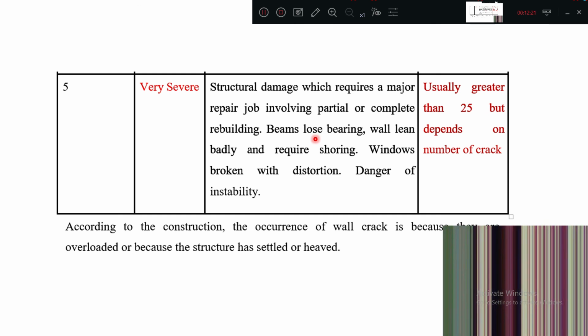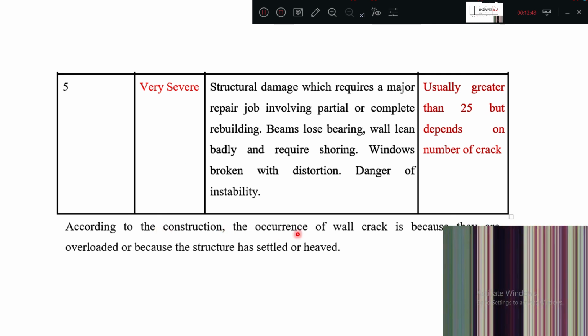So what will happen to beams? Beams lose their bearing, meaning their load transfer mechanism is lost, and the wall starts leaning badly on one side. It requires shoring work. Shoring is temporary support work. Windows are broken with distortion, window frames get damaged, and there is danger of instability. All those things will come.